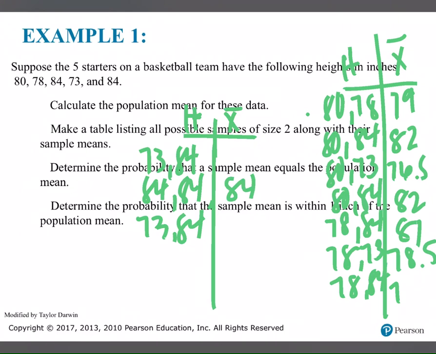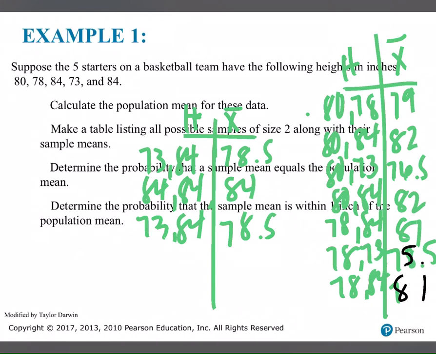Sorry, my notes are a little off. Let's see what I got here. Let me get my calculator out just to make sure. 73 and 78, divide by 2, that should be 75.5. And then 78 and 84 is 81. That one's already up there.